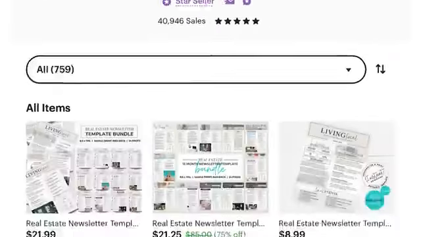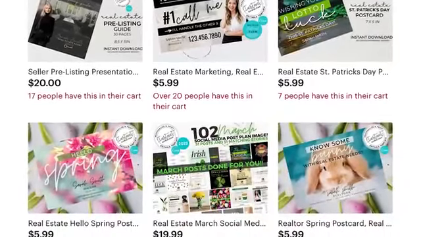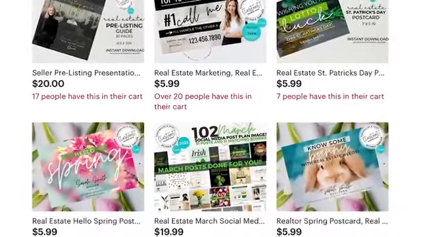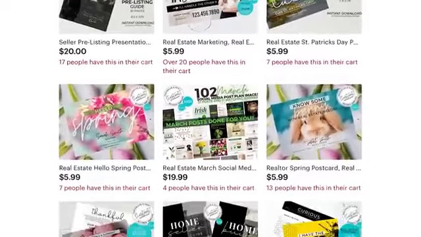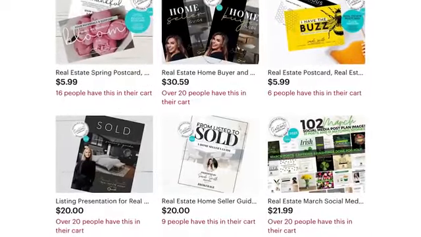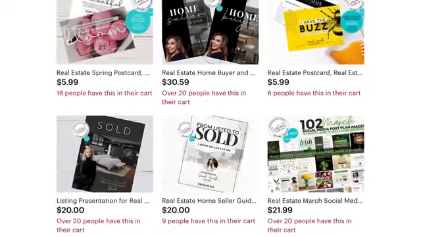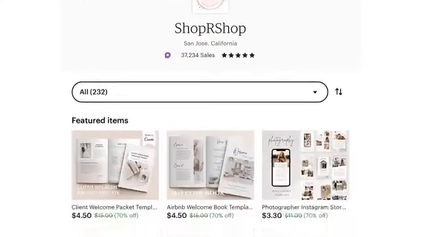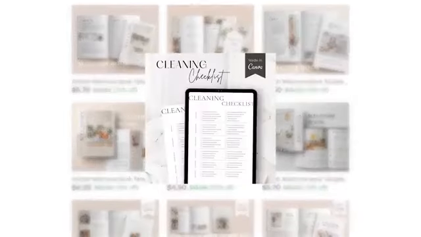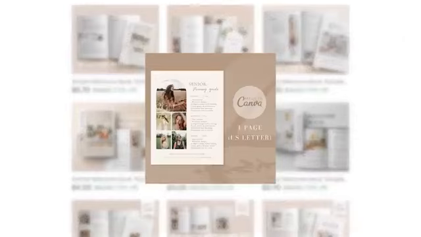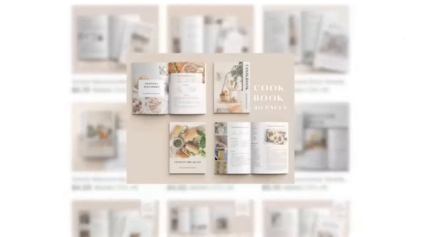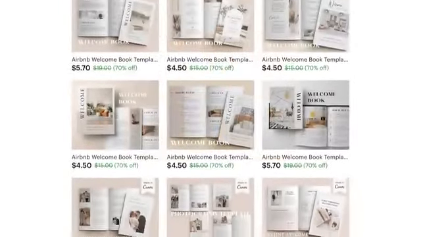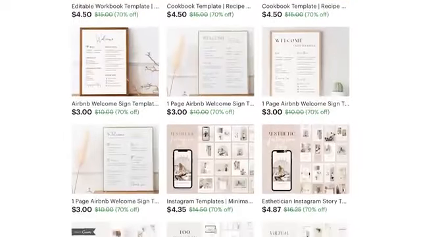Those sales have likely brought in around $244,000 based on their average price of $599. But it could be a lot higher than that, considering some of their hottest products cost between $20 and even $30. But this idea isn't just real estate packets. The store Shop Our Shop has posted all kinds of products, from Airbnb cleaning checklists, photography welcome guides, to cookbooks and recipe templates. Almost all of their resources are just some kind of text in a creative font.